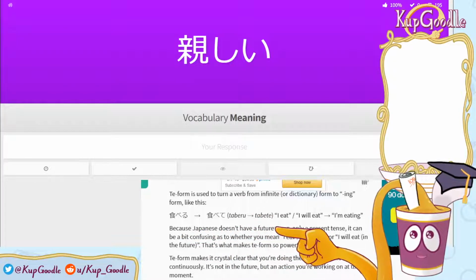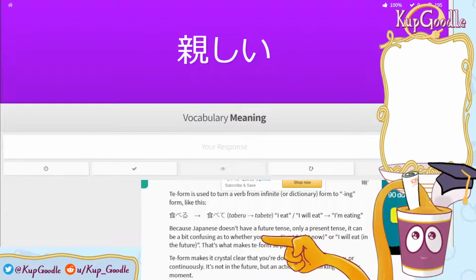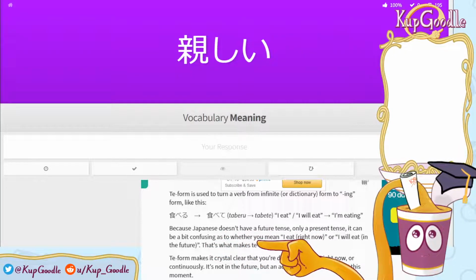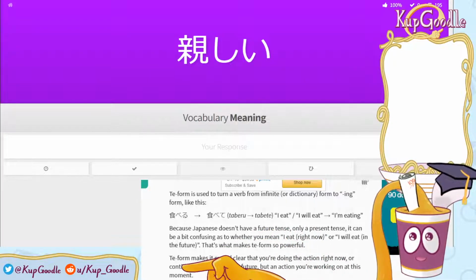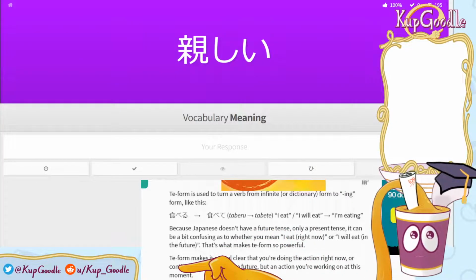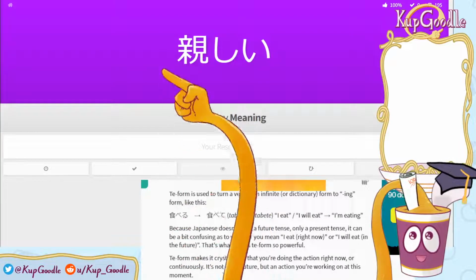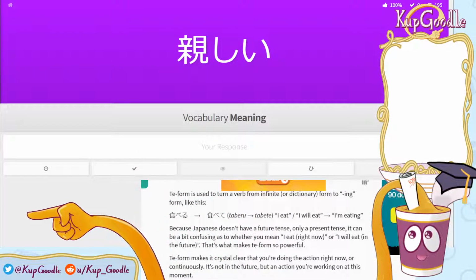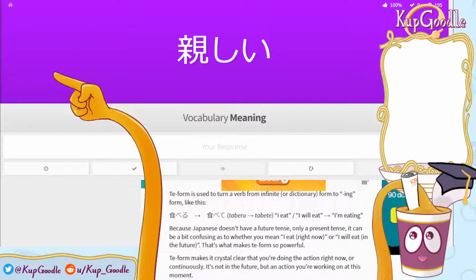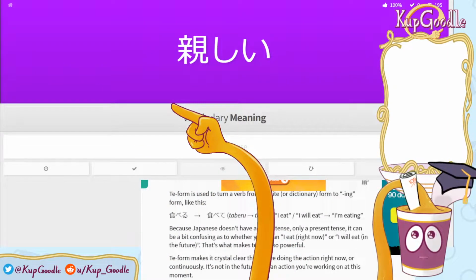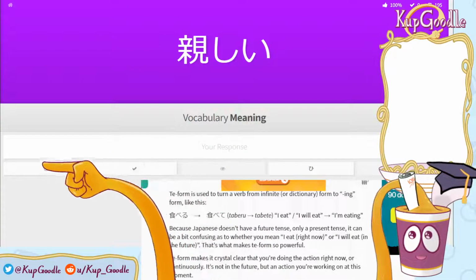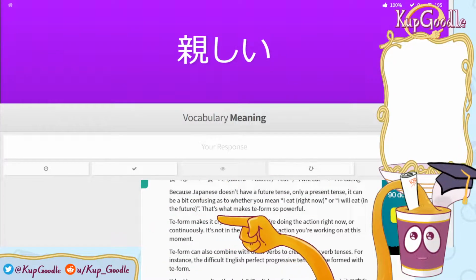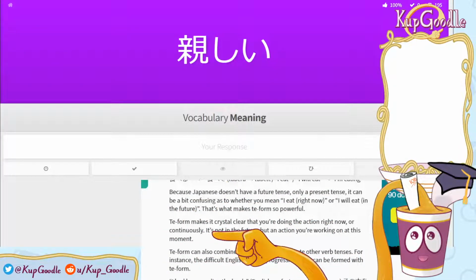Because Japanese doesn't have a future tense, only a present tense, it can be a bit confusing as to whether or not I eat right now or I will be eating in the future. That's what makes te form so powerful, because you can say I am eating. Tabete, I believe, tabete is eating, but if you want to say is eating, then you might want to say tabeteiru. Like I eating is fine, but I am eating might be a little bit clearer. Te form makes it crystal clear that you're doing the action right now, or continuously. It's not in the future, but an action you're working on at this very moment.